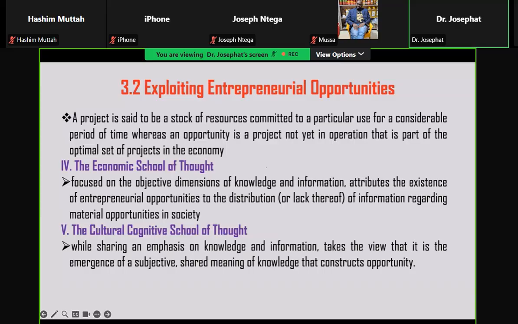The cultural cognitive school of thought, while sharing an emphasis on knowledge and information, takes the view that it is the emergence of subjective, shared meaning of knowledge that constructs opportunity. Hii kidogo ni tofauti na economic school of thought. So wao waliongelea zaidi kwamba opportunity inazaliwa zaidi kutokana na shared meanings of knowledge within the society itself, or the emergence of subjectives within the society itself, ambao based on those shared meanings of knowledge, kwamba knowledge iliyoko, how can it be shared within the same community, whichever the case, and that's the main source of opportunity within the society.